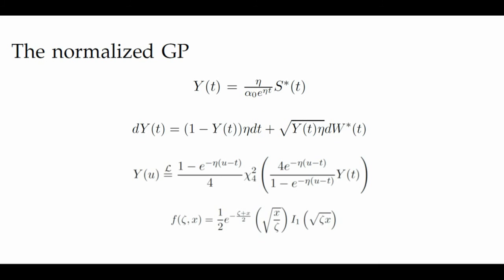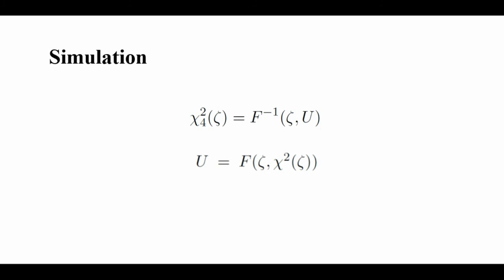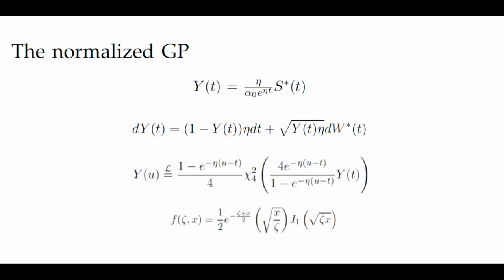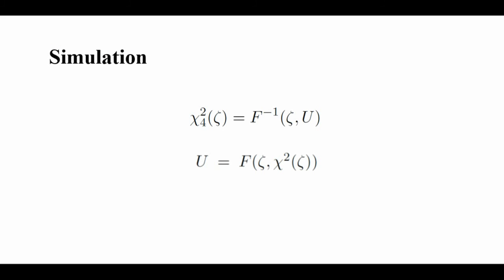Given this closed form transition density, it also makes possible exact simulation of the minimal market model. In particular, all we have to do is simulate this chi-square random variable, which can be done by using the inverse transformation method, such as shown here. So we generate some uniform random variable u and apply the inverse CDF of chi-square distribution, and we get a realization of the chi-square random variable. On the other hand, if we observe a chi-square random variable, we apply the CDF, we get a uniform random variable.